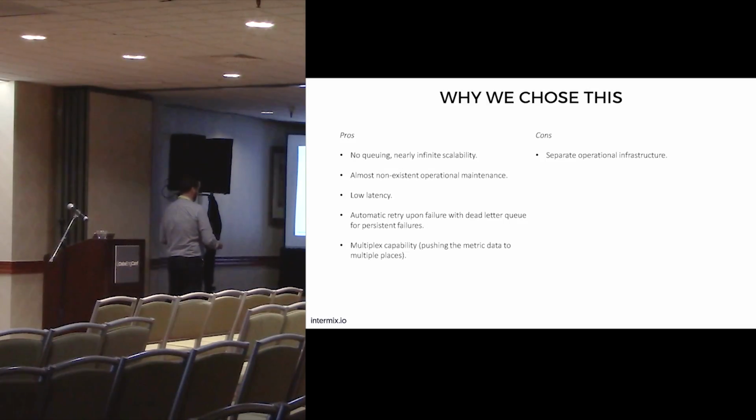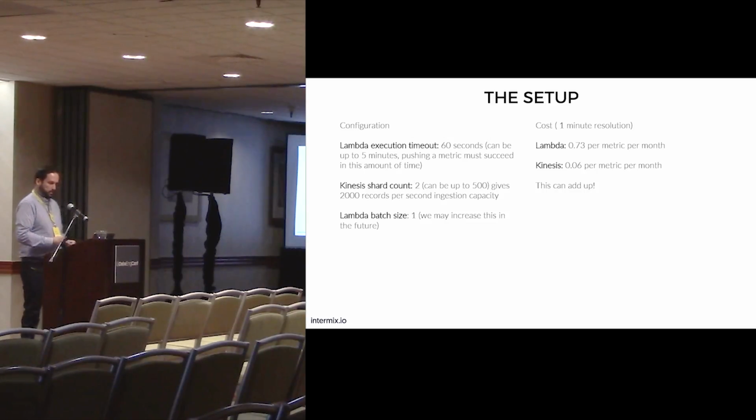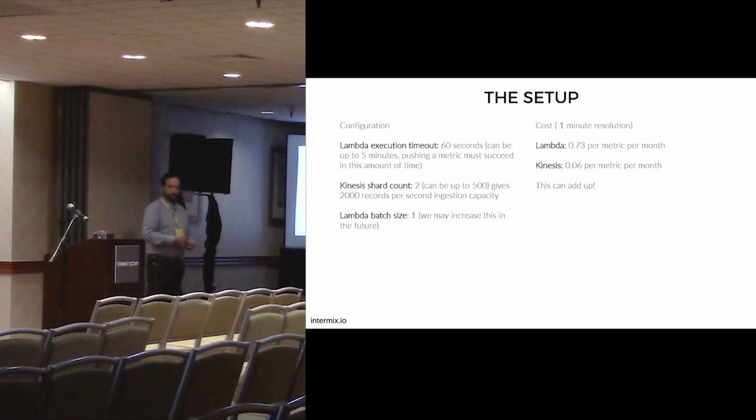The con is that we were not using Lambda or Kinesis at the time, and so it's a wholly separate kind of infrastructure that we had to figure out how to monitor. Our setup, I'm not going to bore you with the configuration on the left, but essentially the thing is Lambda functions can only run for 5 minutes at a time. You can get around that by fanning Lambda out, but anything that you do, you need to make sure that the operation will take less than 5 minutes in general.